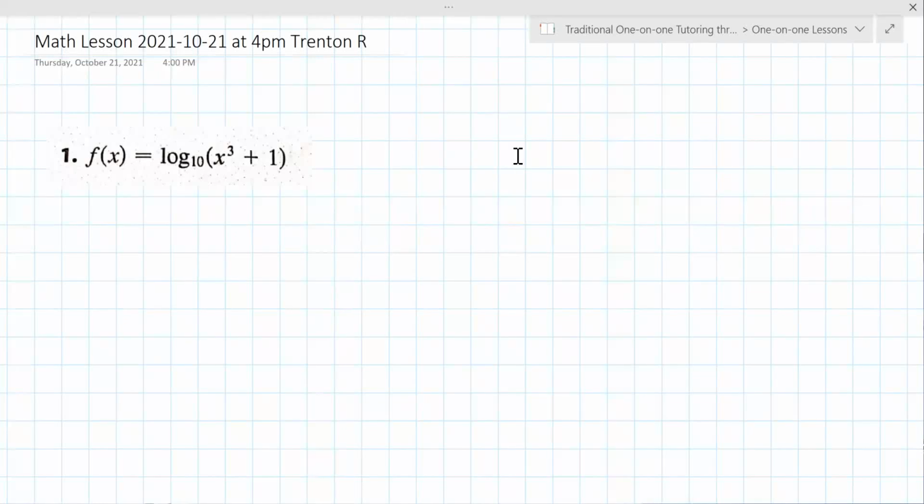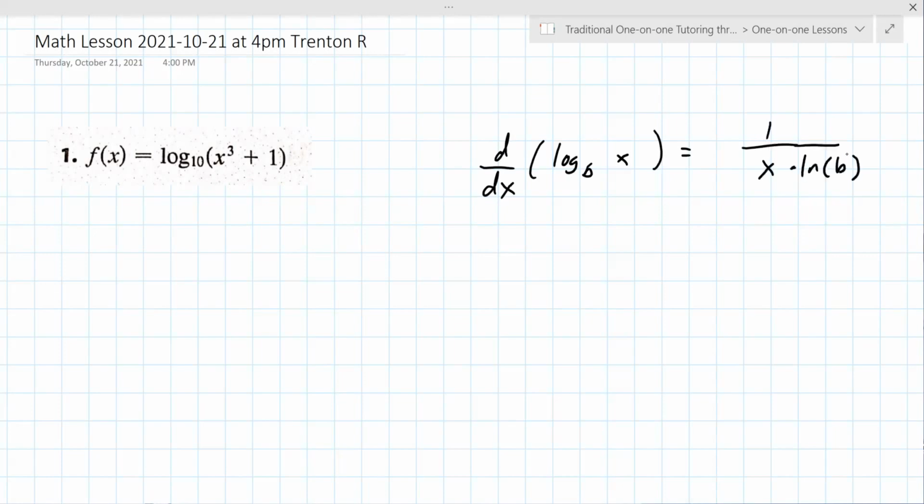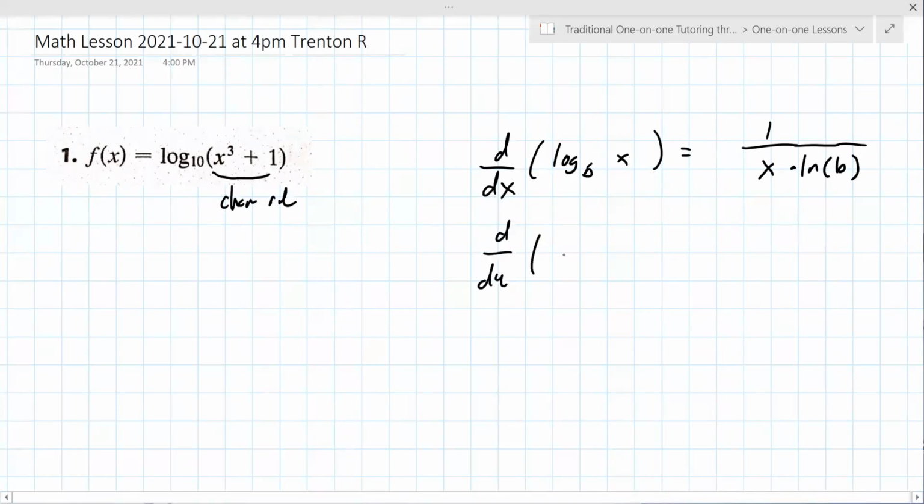So if this looks okay to you, f of x equals log base 10 of x cubed plus 1. All right, so we're using the following here: d/dx of log base b of x. The derivative of this is always 1 over x, and then the natural log of b is always in the denominator. This one has a chain rule part of it. So sometimes I show this as d/du of log base b of u is 1 over u natural log of b times u prime.